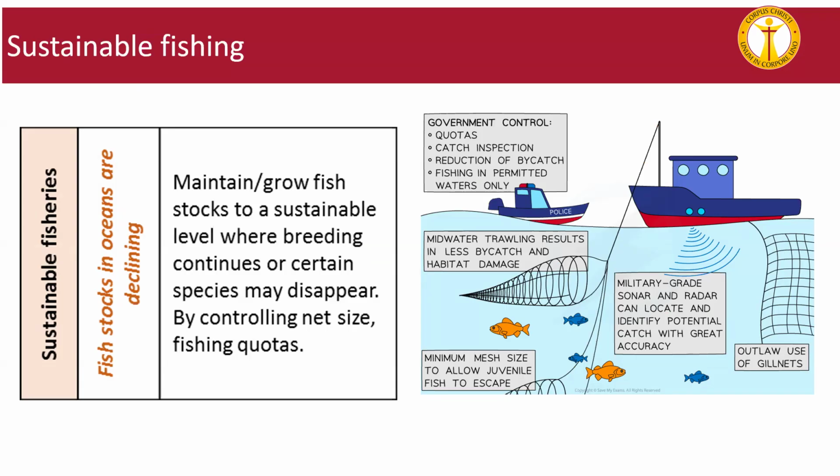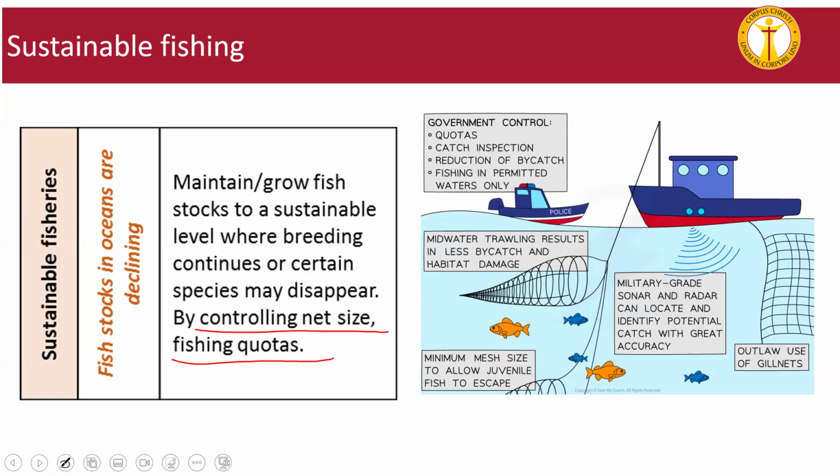Right, so what you've got to do is maintain the amount of fish in the sea. So when you take fish out, you've got to make sure that you're not taking too much out, so that the number of fish in the population doesn't decrease. Okay, now how do they actually do sustainable fishing? What they'll do is they will control the net size and they will give people fishing quotas. All right, so the net size is the size of the holes.